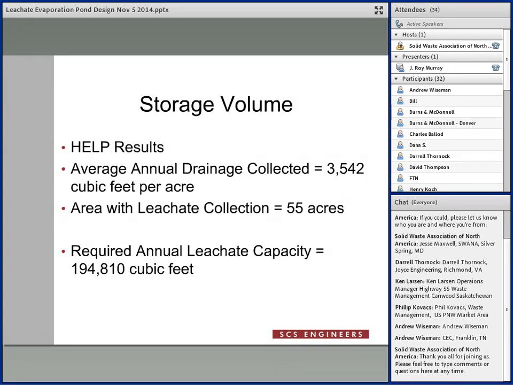What we did is we went to the HELP model for the landfills. We figured out that we had an average drainage collected off of the leachate collection system of 3,500 cubic feet per acre per year. The site has a leachate collection system over about 55 acres. You multiply those two together, and you get an annual leachate, in this case I say capacity, but production, expected production of about 195,000 cubic feet.